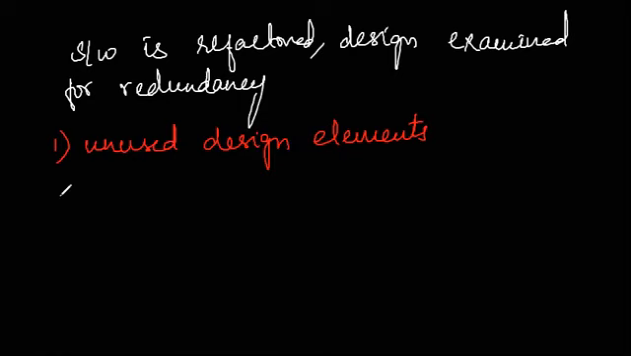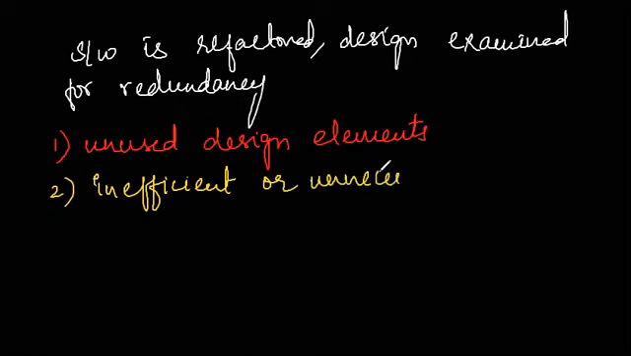Then the second one, you're going to identify if there is any inefficient or unnecessary algorithm. Now, inefficient means it is not giving you the exact output. The accuracy is not correct. That is inefficient. Unnecessary means you're not using that particular algorithm. You're going to identify this thing.